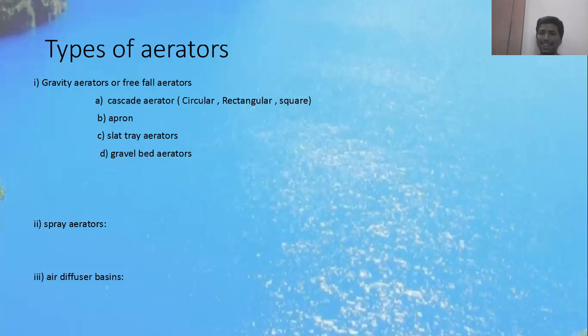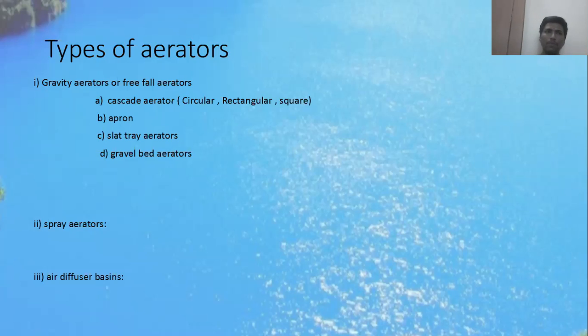Next, the slat tray type of aerators. That means the water is introduced from the top of the tray, and numerous trays are arranged one below the other. The water passes from the top tray till it reaches the bottom, and that we call a slat tray type of aerator. And the fourth one is the gravel bed type of aerators.